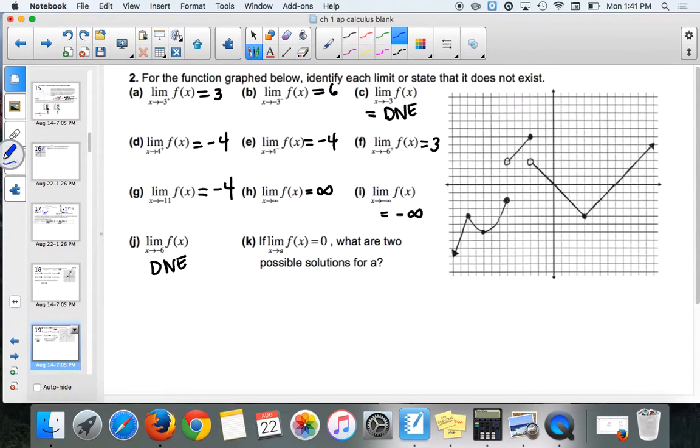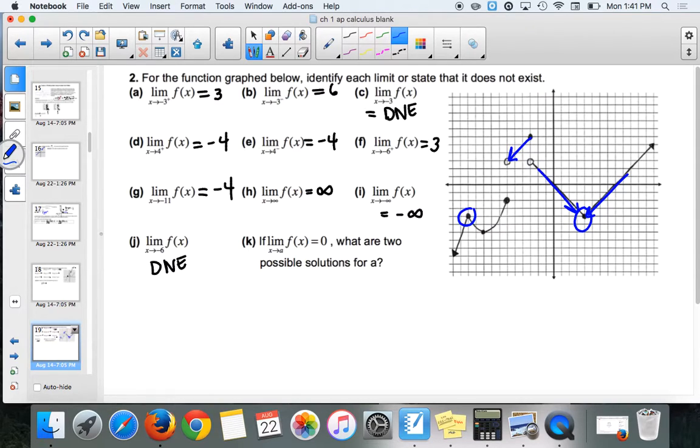D, as you approach 4 from the right, you get closer and closer to -4. As you approach 4 from the left, you get closer and closer to -4. So 4 in general would be -4. All right, limit as x goes to -6 from the right. As you get closer from the right side, you get closer to 3. Do you guys have all these values? All right, -11, that was this one here.